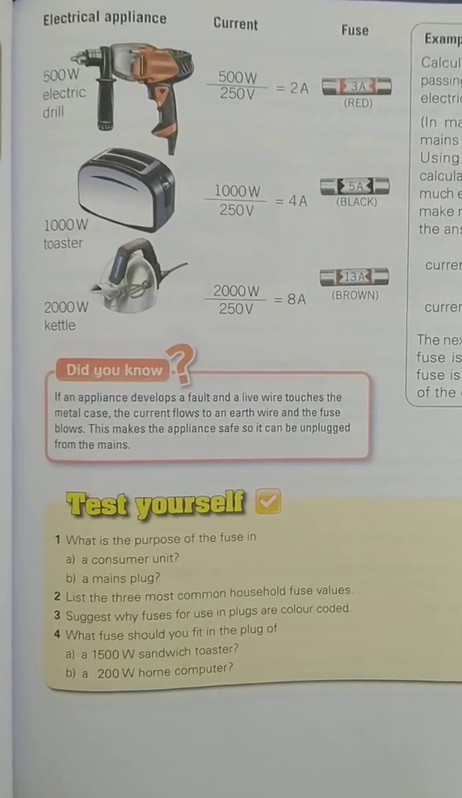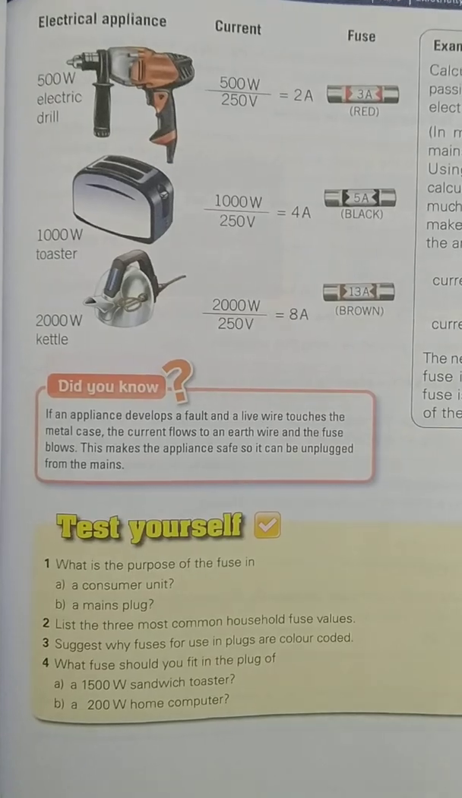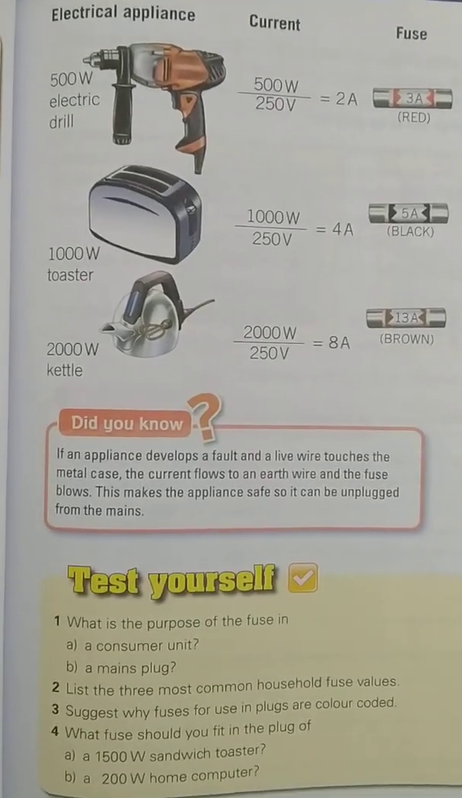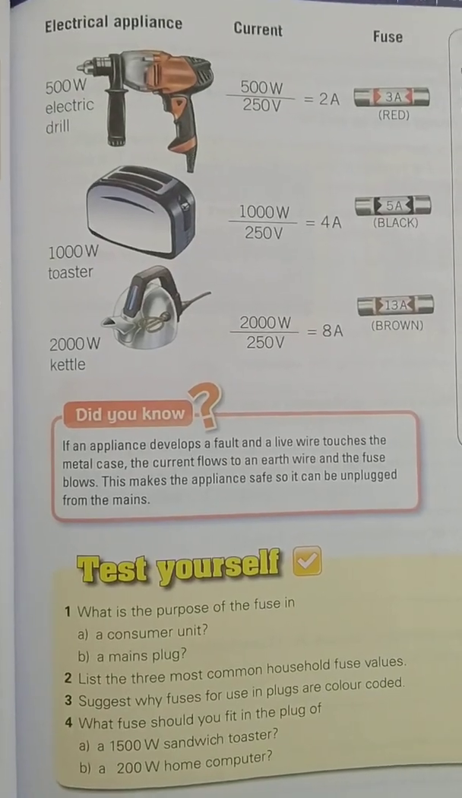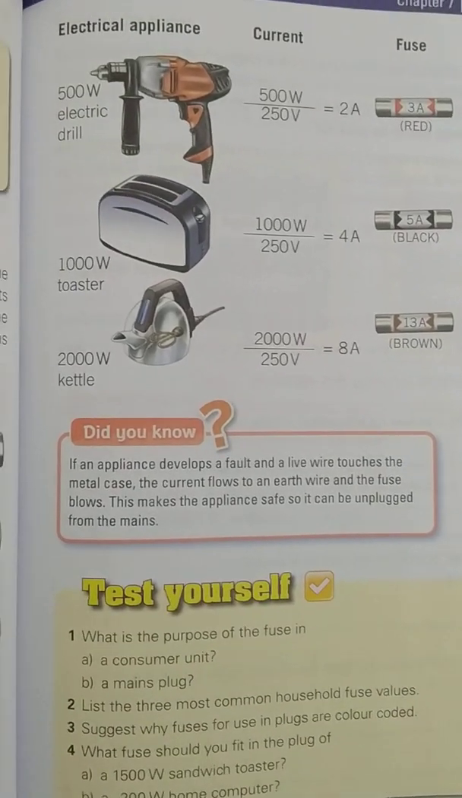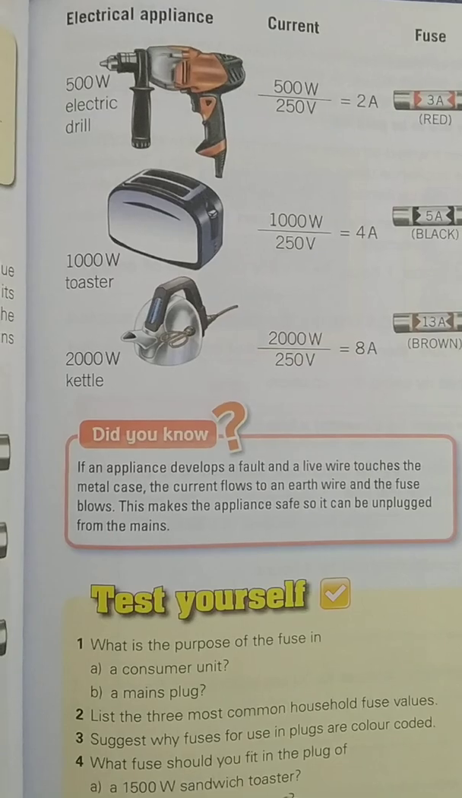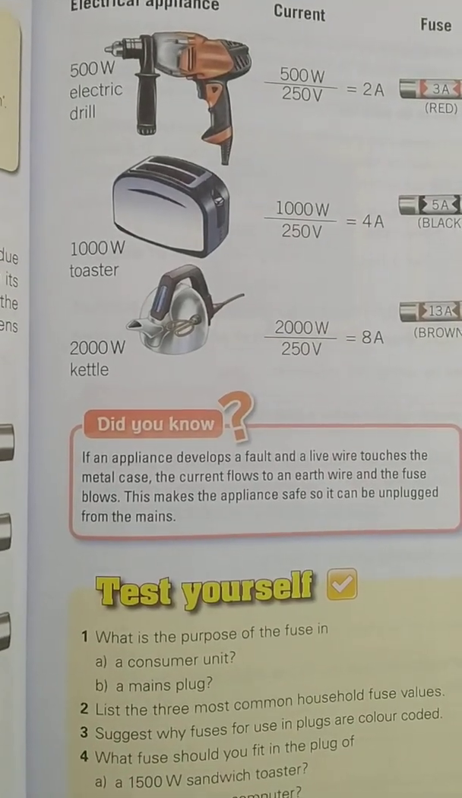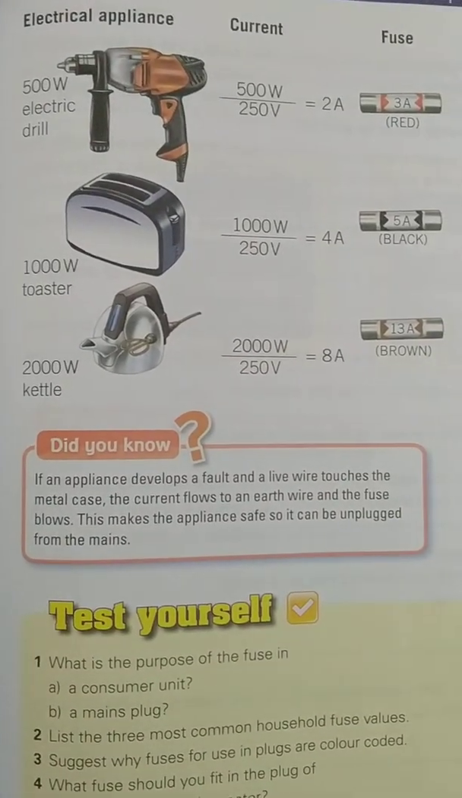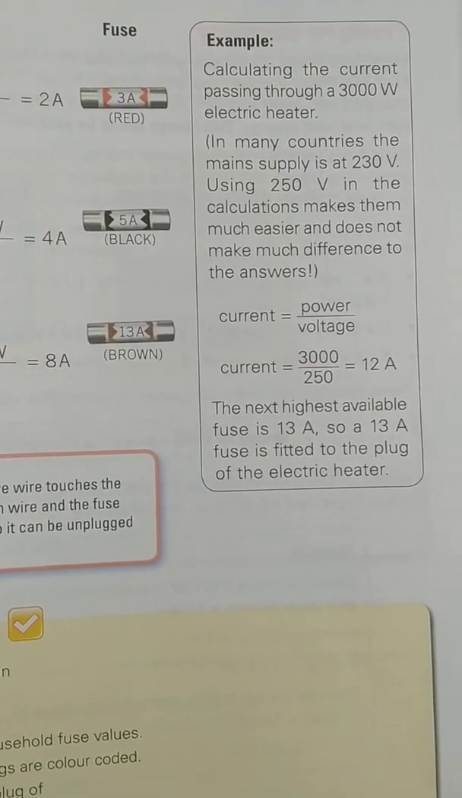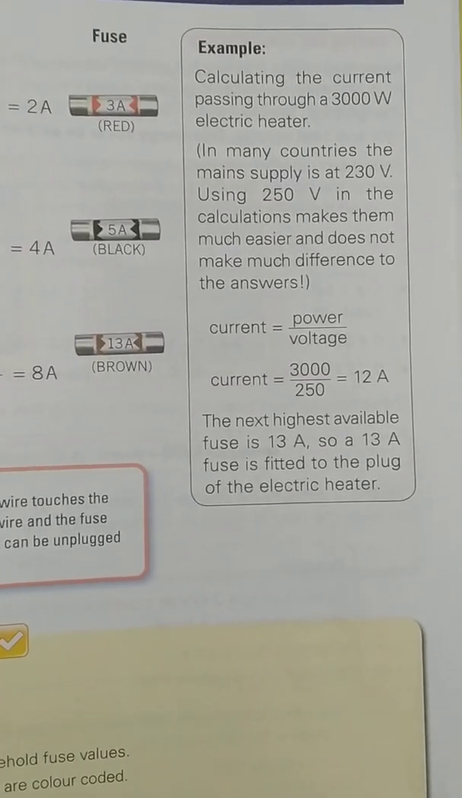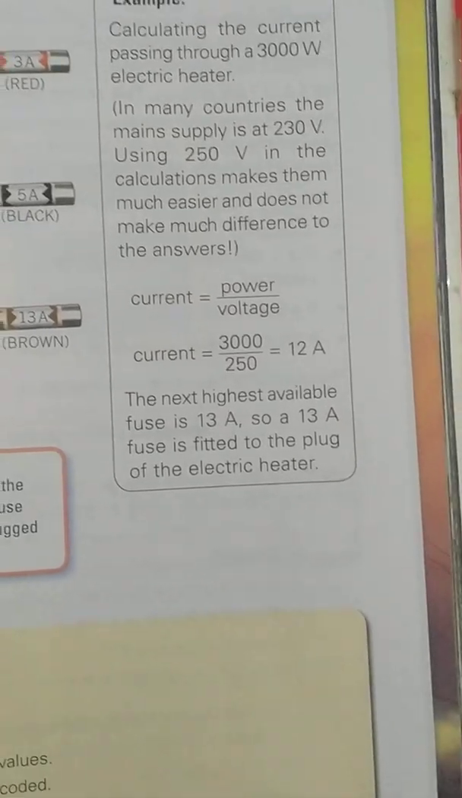This is an example of some different electrical appliances, in which we have taken an electric drill, a toaster, and a kettle, each of these having a different power rating. For example, the electric drill has 500 watts, the toaster has 1000 watts, and the kettle has 2000 watts. In most countries the main supply is 250 volts, so we have an estimated value for our mains voltage of 250.